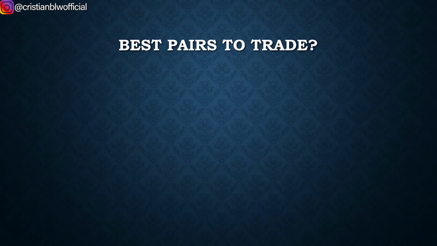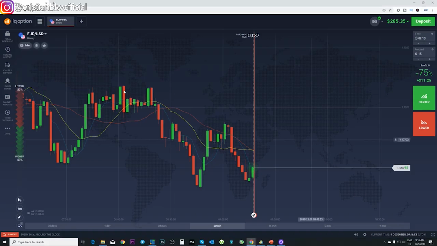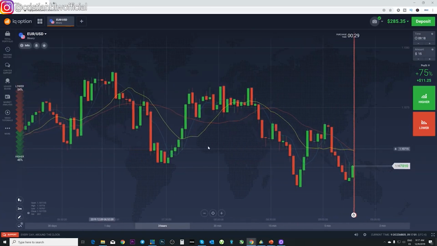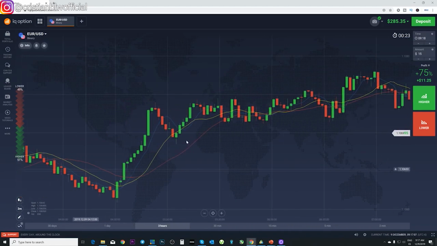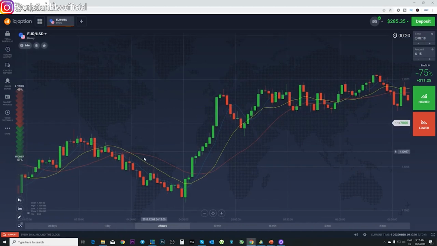Okay, what about the red line? Awesome question, and thank you, because I had forgotten that. The red line determines whether you should enter the trade or not. What do I mean by that? Very simple. If the red line is below the blue line and the yellow line, it is a put. If the red line is above the yellow line and the blue line, it is a call.